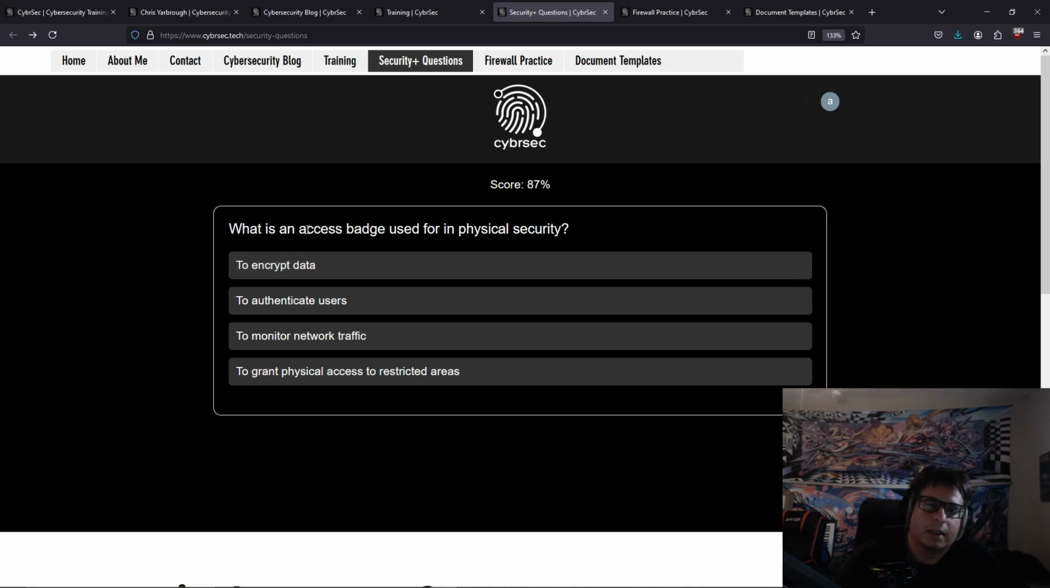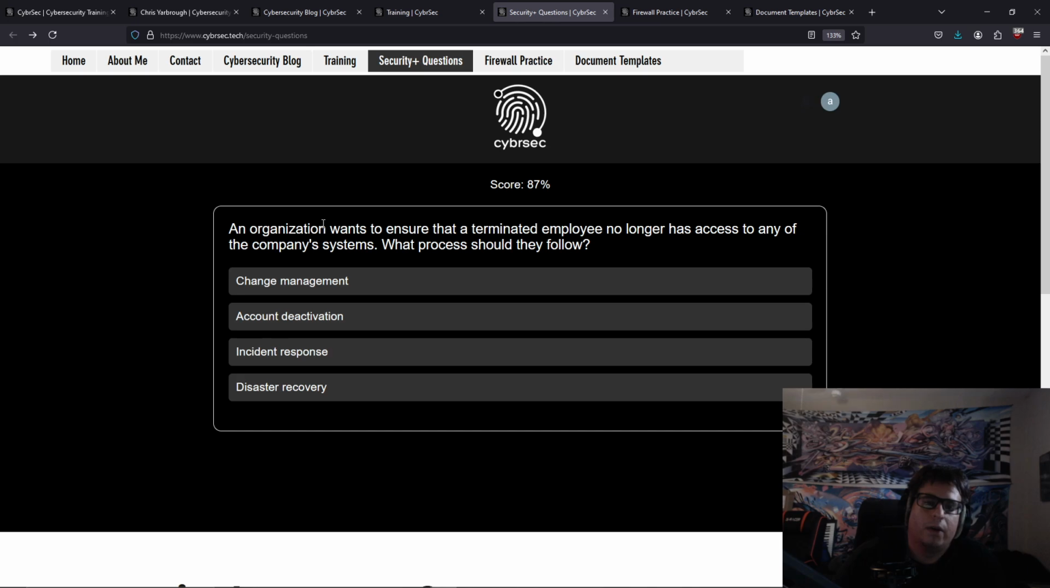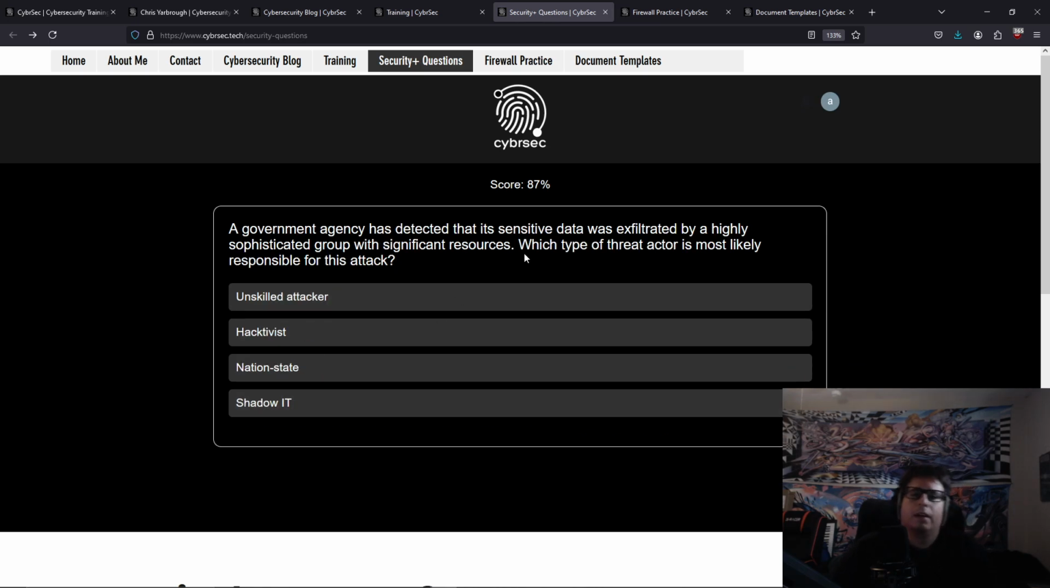What is an access badge used for? To grant physical access. Correct. An organization wants to ensure that a terminated employee no longer has access to any of its codes. Account deactivation. A government agency has detected that its sensitive data was exfiltrated by a highly sophisticated group with significant resources. It's going to be a nation state. That was answered in another question. This was a different question, but that was answered in a different question.